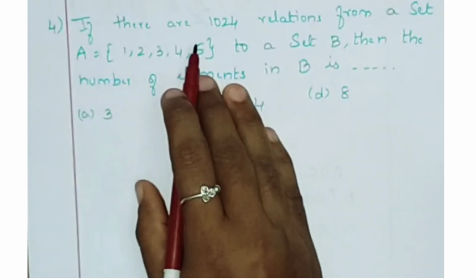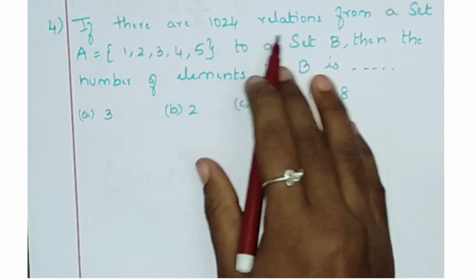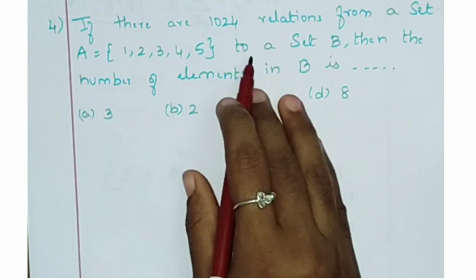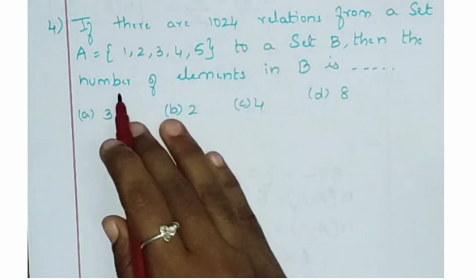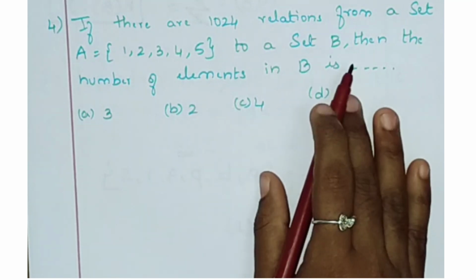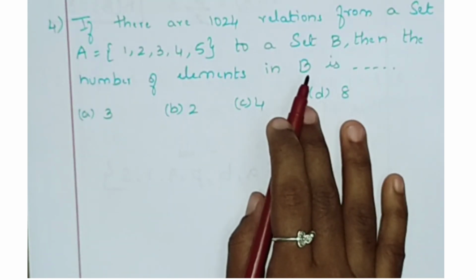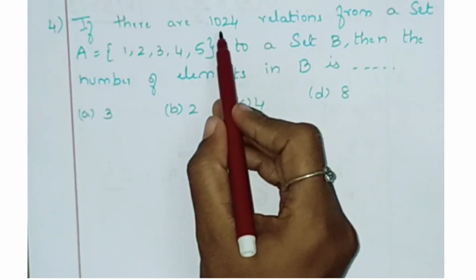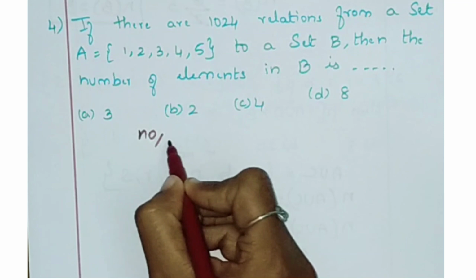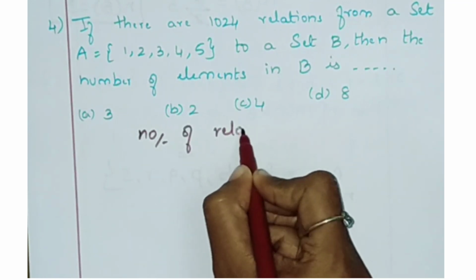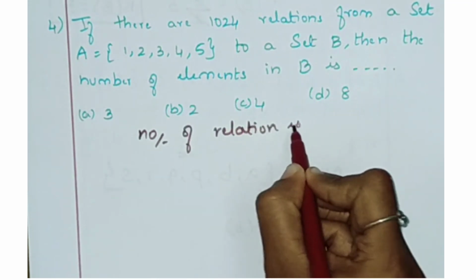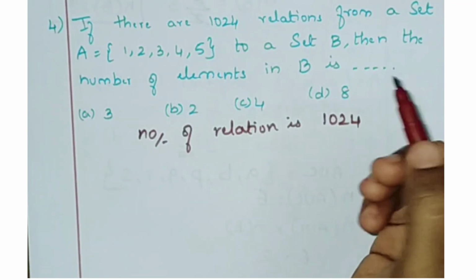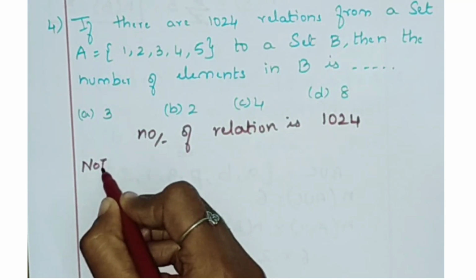If there are 1024 relations from a set A = {1, 2, 3, 4, 5} to a set B, then the number of elements in B is... So you have to find the number of elements. Okay, so already we know the number of relations. So what is the number of relations? It is 1024.